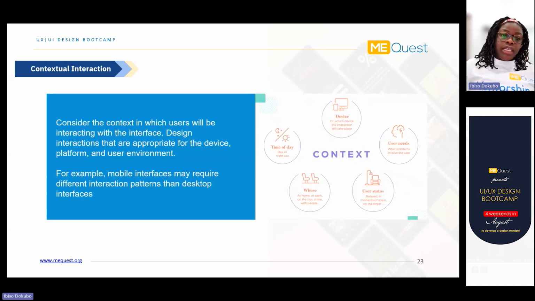Contextual interaction. So consider the context in which users will be interacting with the interface. Design interactions that are appropriate for the device, platform and user environment. For example, a mobile interface may require different interaction patterns.